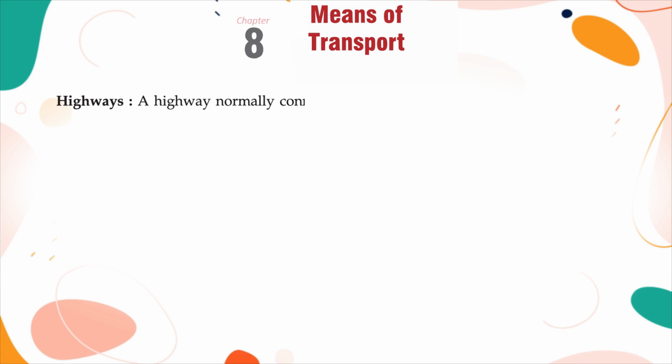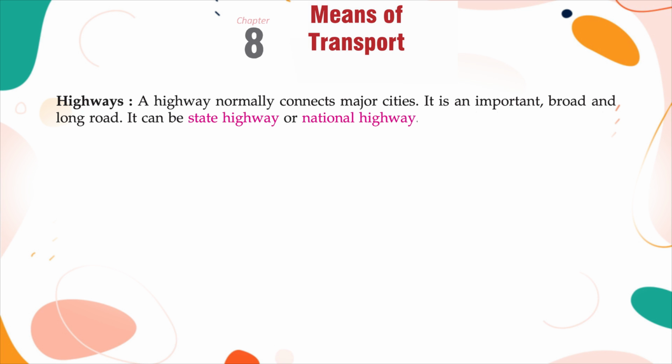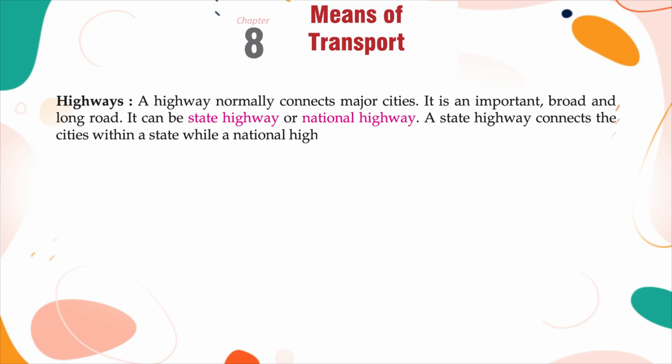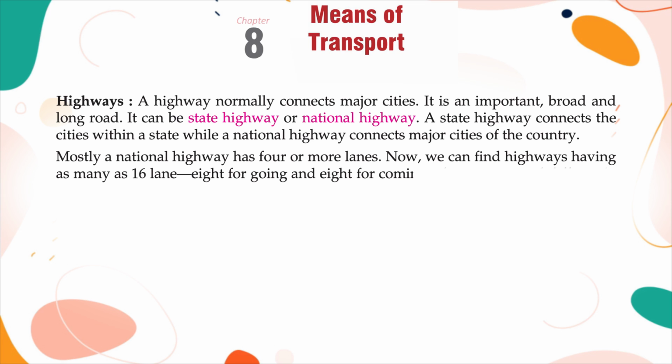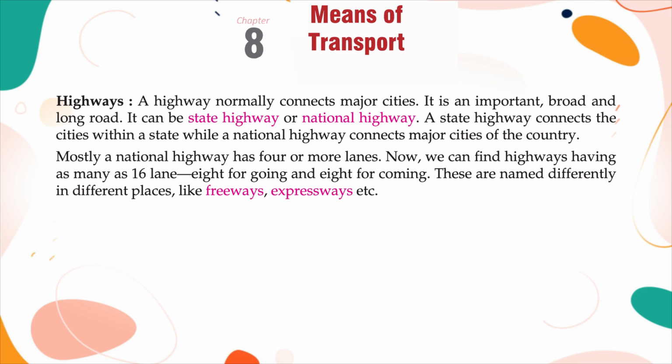Highways. A highway normally connects major cities. It is an important, broad, and long road. It can be a state highway or a national highway. A state highway connects the cities within a state, while a national highway connects major cities of the country. Mostly, a national highway has 4 or more lanes. Now we can find highways having as many as 16 lanes, 8 for going and 8 for coming. These are named differently in different places like freeways, expressways, etc.